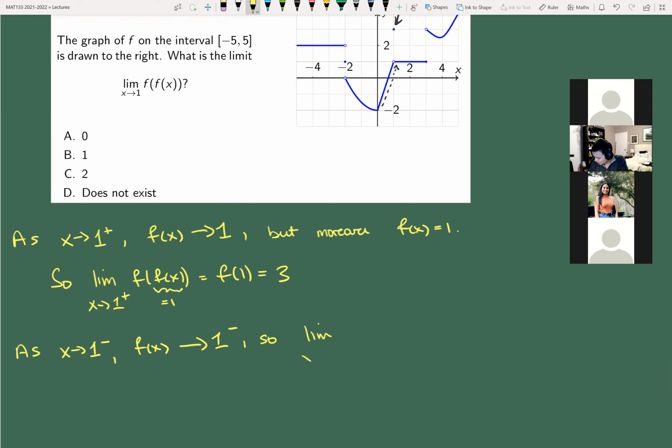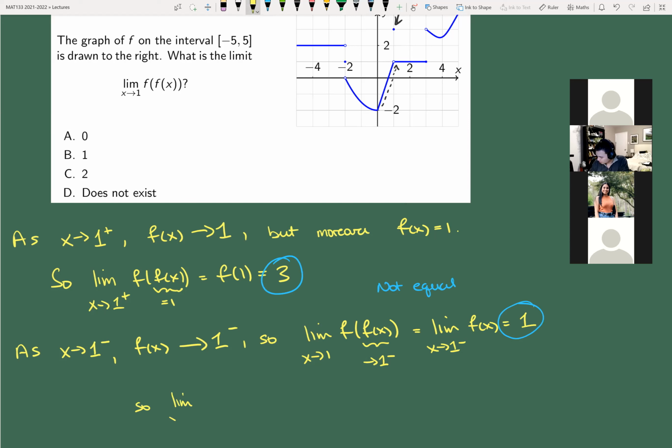And so when I plug that into f of x, we said this thing is approaching 1 from the left. So the whole limit becomes f approaching 1 from the left. And that gives me what? 1. And then since these two things are not equal, that means the limit does not exist. So the limit as x approaches 1 of f of x does not exist, right? And that's why we choose D for that, right?